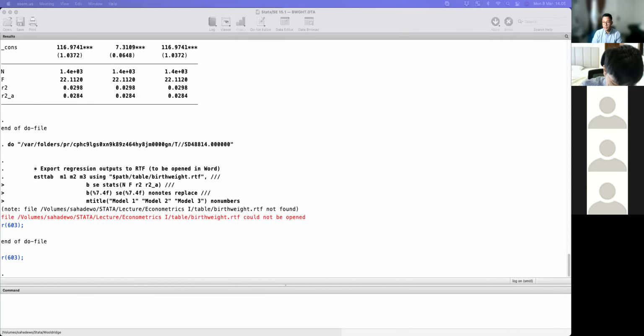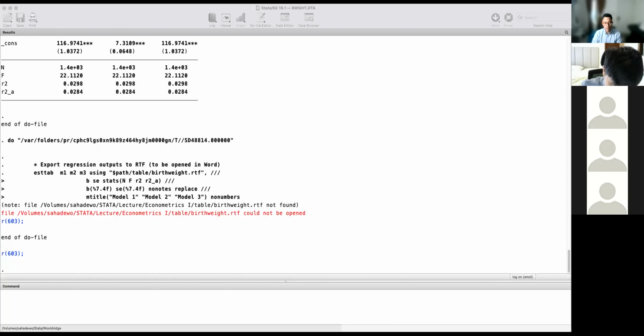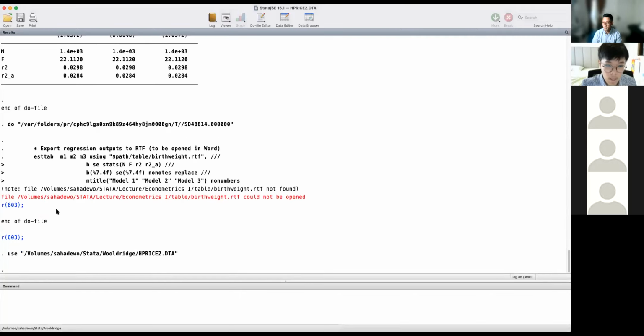For this purpose, I'm going to open up a particular data set. It's called the house price data. Let me find it, and then let me pull it up. Okay, and so this is the house price data.